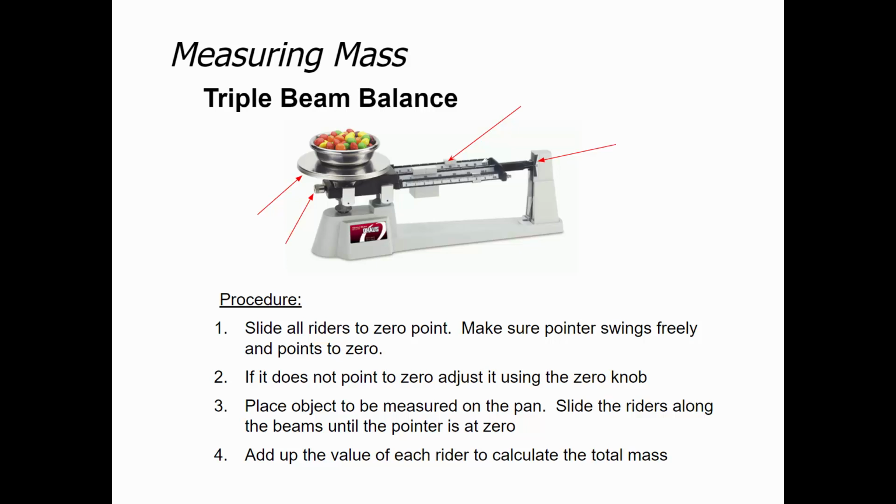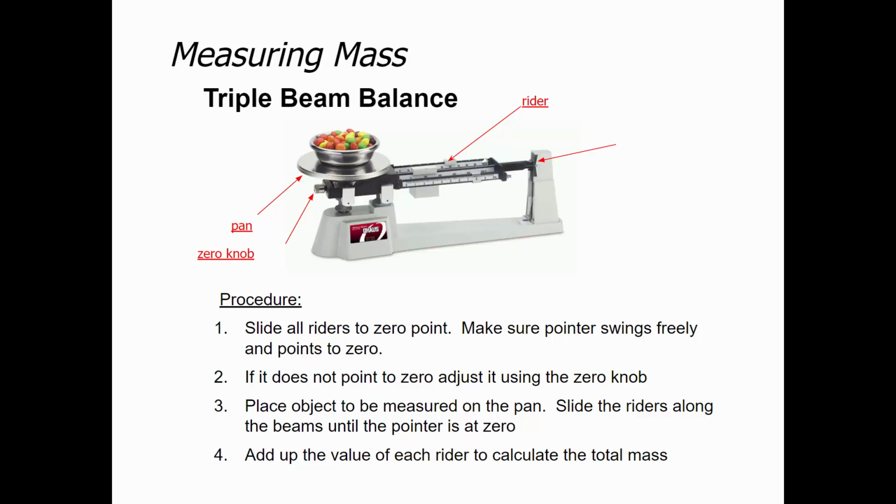On the triple beam balance, you have the place where you place your objects called the pan. You're going to label this diagram. Now, when there's nothing on the pan and all of these riders are set at 0, what should happen? The pointer lines up with a little mark. Then we say it's 0. These things that slide back and forth are called the riders.